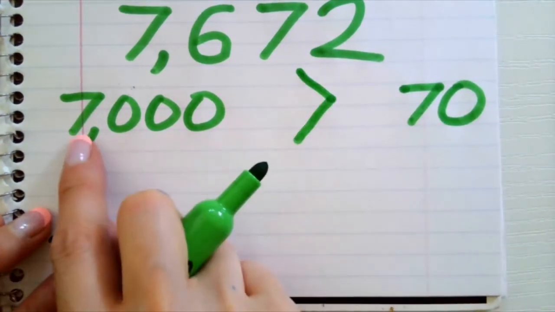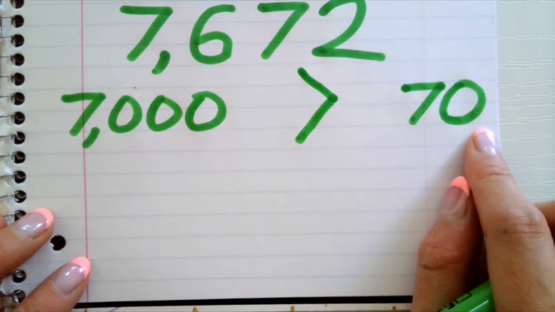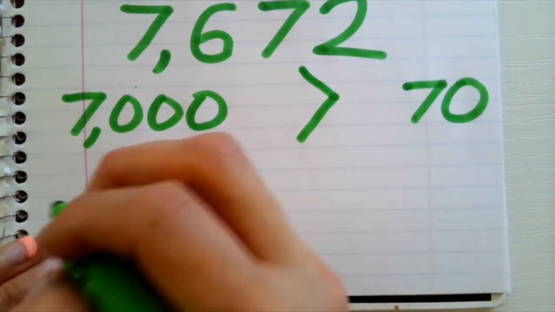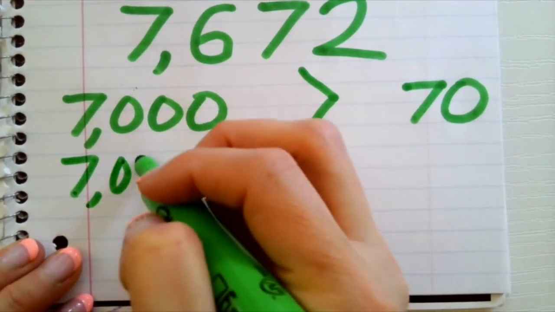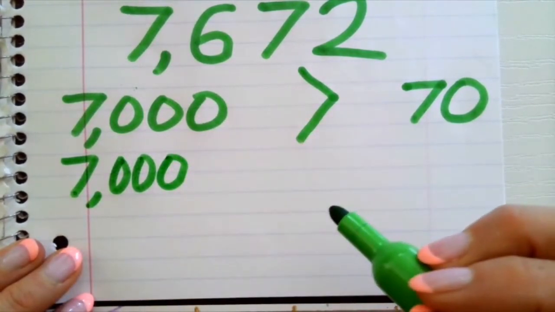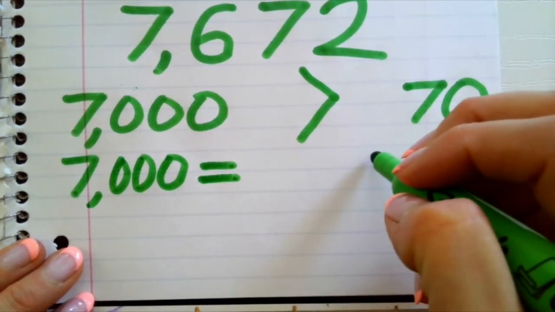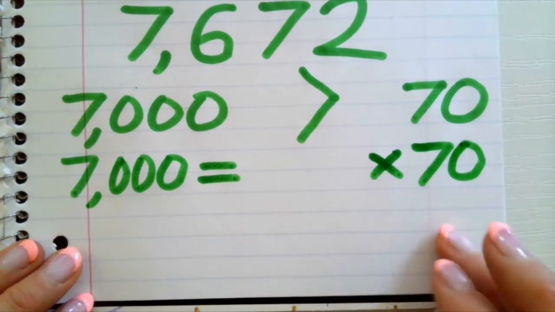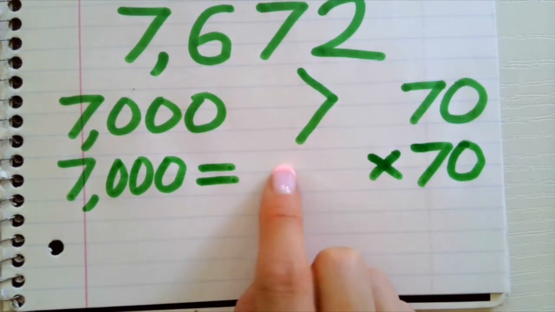This just means 7,000 is greater than 70. But I want a multiplicative comparison. So this is a little trickier. Let's write it out as an equation. Something times 70. What do you think can go here?